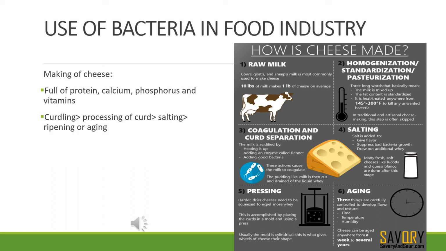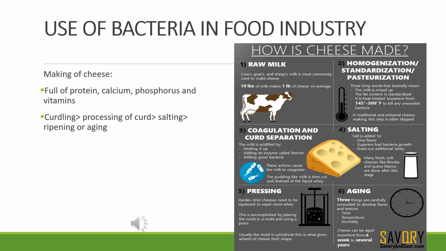Then the second step is homogenization or standardization or pasteurization. What is actually done in this step is that the milk is treated to a very high temperature so that the high temperature can kill any unwanted or harmful bacteria or germs that are present in the milk.